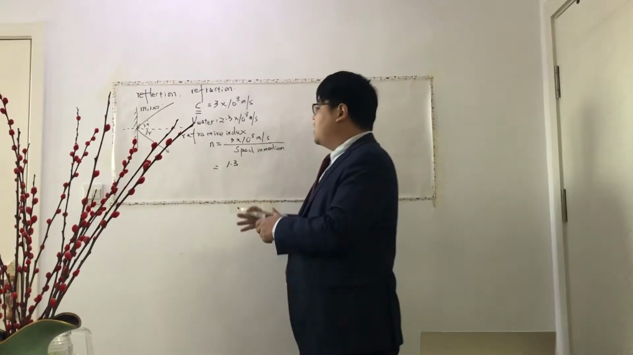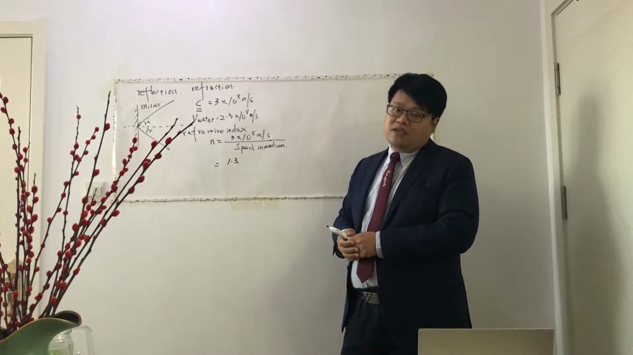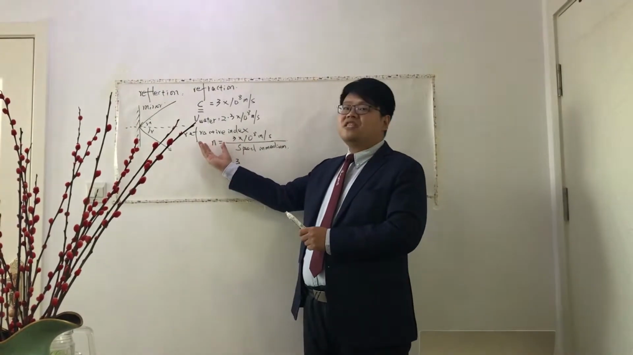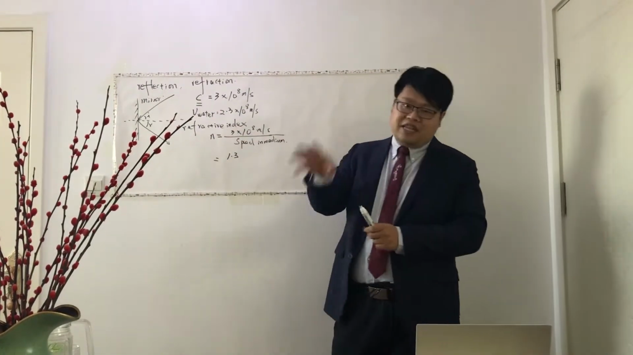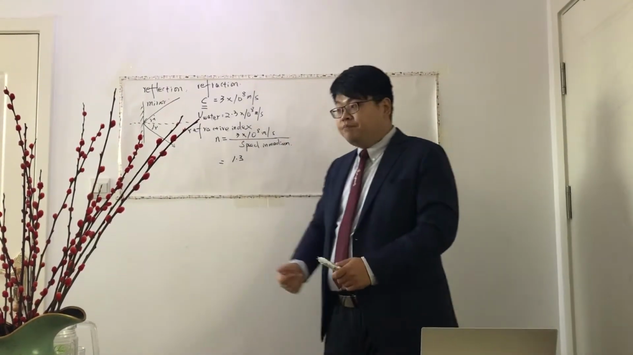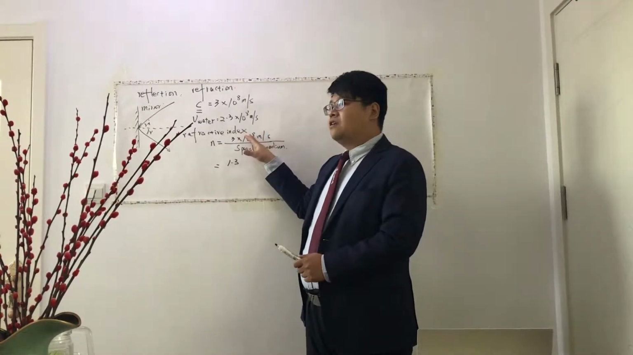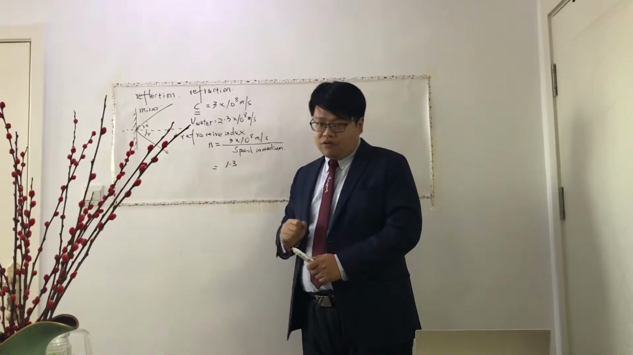Because this is a speed divided by a speed, the refractive index is just a number without a unit, because it's a ratio. So we can say that the refractive index of water is 1.3.